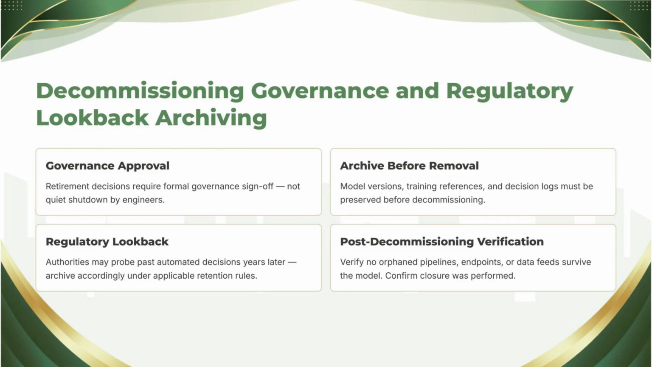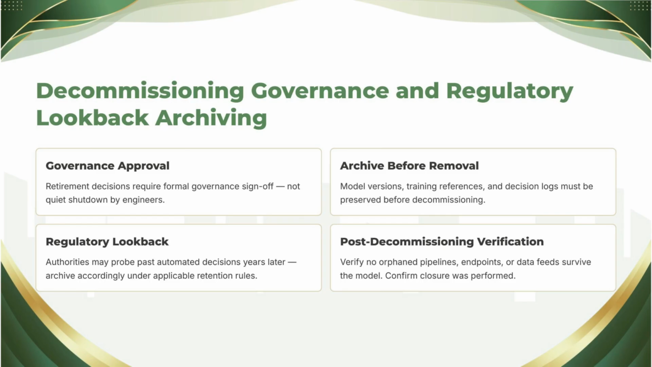Now the archiving, and here's the reasoning from first principles. Regulators, courts, and complainants ask questions on their own schedule, not the model's. Why was this loan denied in 2024? Show us the lending model's fairness testing from that period. That inquiry might arrive years after retirement, so the evidence must outlive the system.